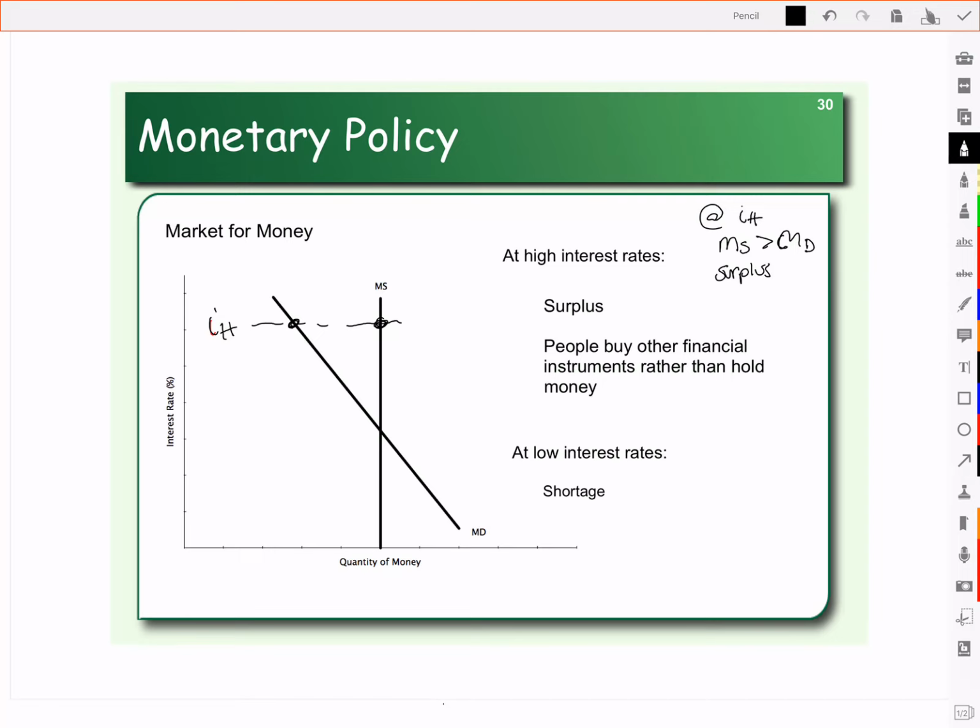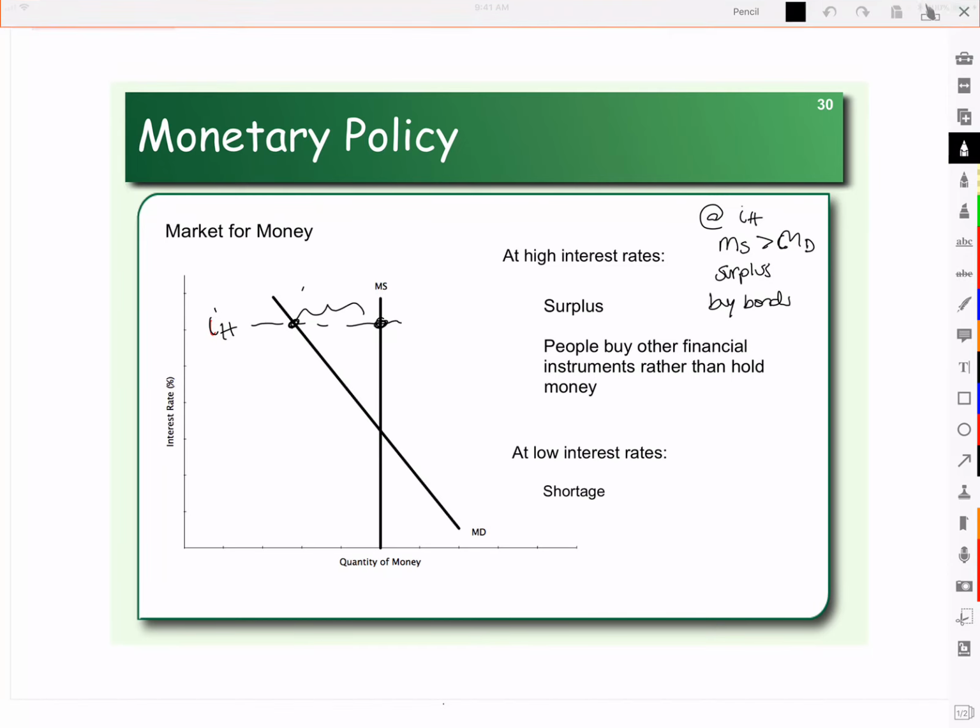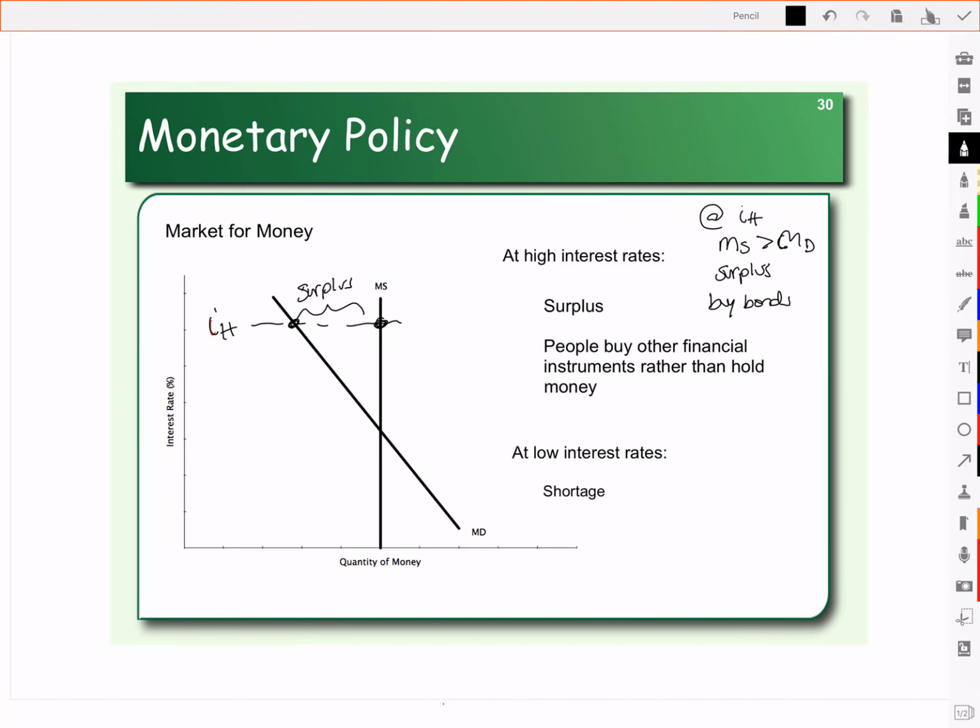Well, at high rates of interest, you're going to take that money and you're going to invest it, right? So you're going to do things like buy bonds. You might as well take all of that M1 that's more than you need and turn it into something that's going to earn you interest, accumulate some wealth for you. Now, we have to consider the relationship between the money market and the bond market.